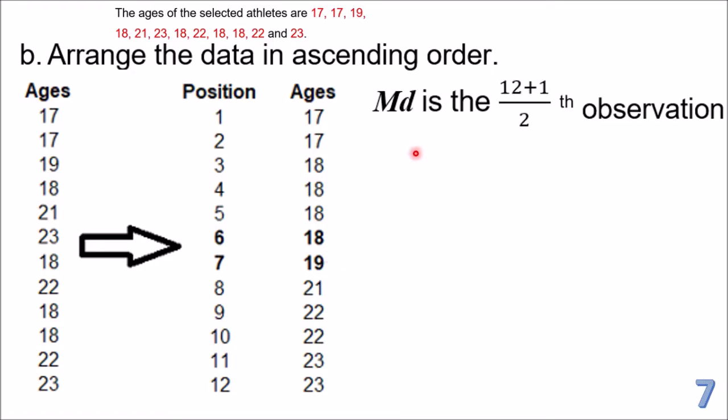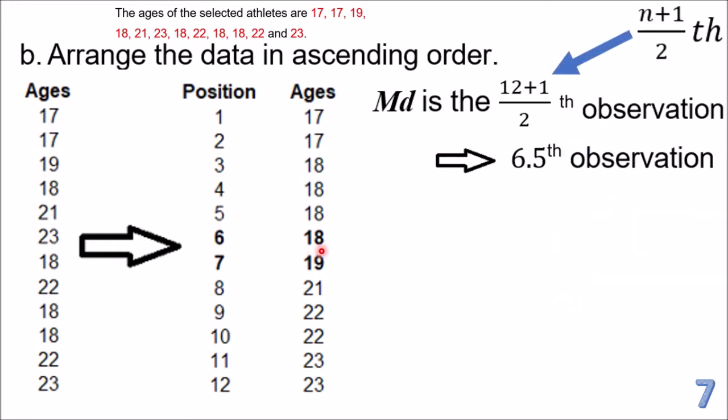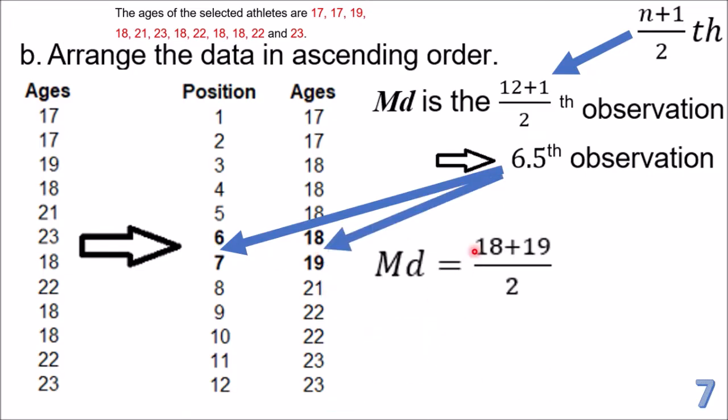So we have the median. First of all, yung position niya is 12 plus 1 over 2. And that is 6.5 observation. Yung ika 6.5, ibig sabihin, sa pagitan ng ika 6 and ika 7. So, andito siya. Sa pagitan din ng 18 and 19. So, following the formula, we can have the median is equal to 18 plus 19. Yan yung dalawang pinakagitnang value divided by 2 to get the average. And the answer is that will be 37 over 2 or 18.5. So 18.5 is our median. Ito yung pinakagitnang age ng mga selected athletes.